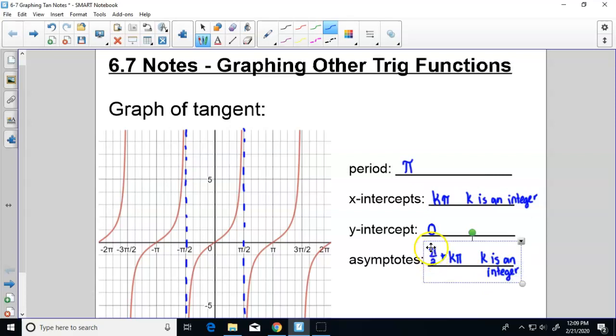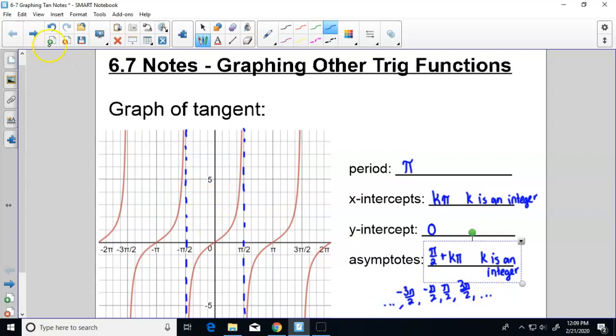So what that means is at pi over 2 we have an asymptote, and then if we go up pi we'll have another one, and if we go up pi again we'll have another one. So this is just intervals of pi that we're adding here. Don't worry too much about that. You can sort of just remember that this is negative 3 pi over 2, negative pi over 2, pi over 2, 3 pi over 2, and so on.